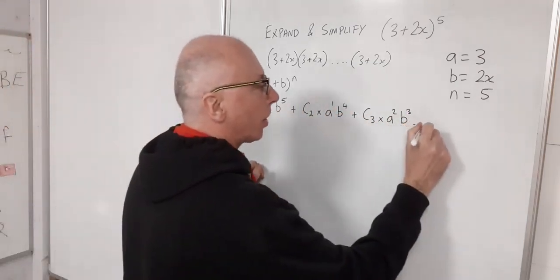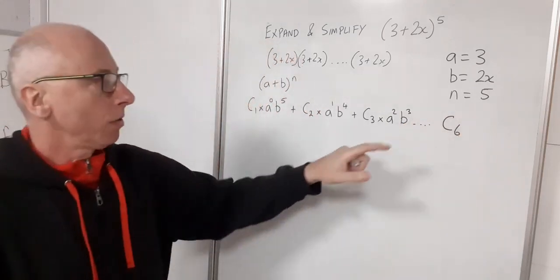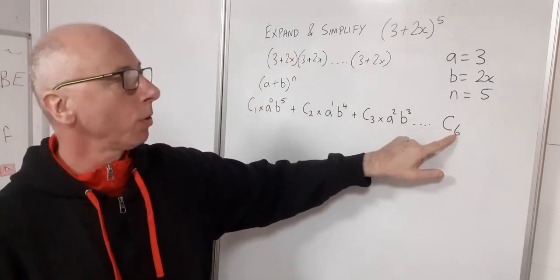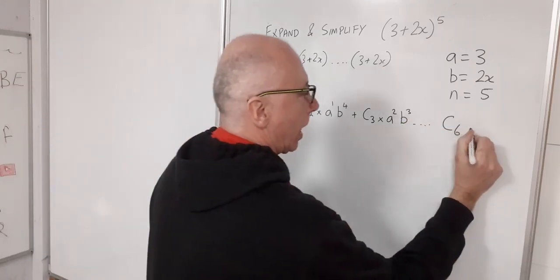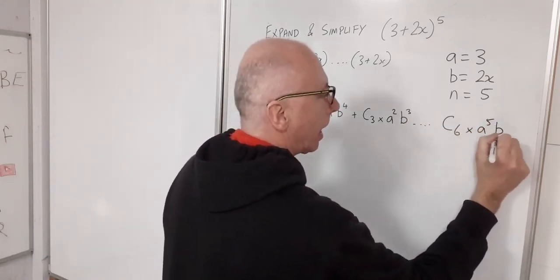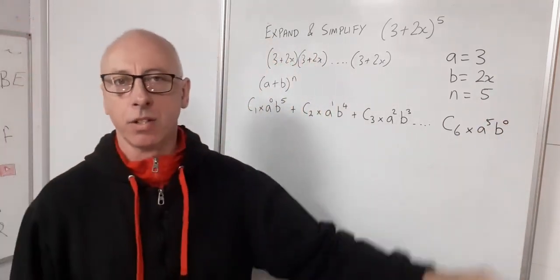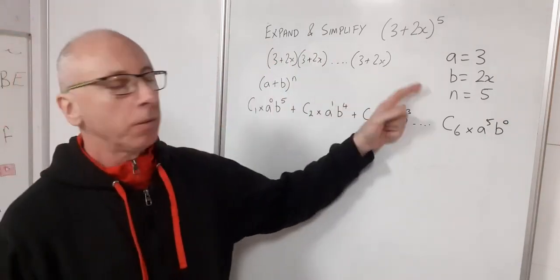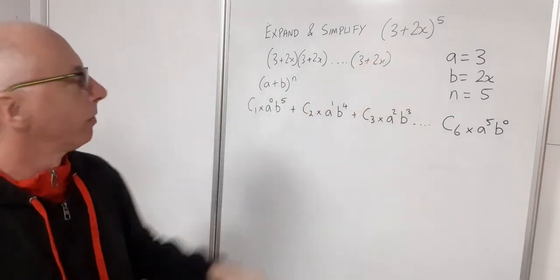And that will go on and on and on, up until I get to my 6th coefficient. So notice when our n is 5, we will have 6 terms. So there's always n plus 1 terms. So my 6th coefficient, and I multiply that by a to the power of 5 and b to the power of 0. So hence, that's our 6 terms. So now what I'm going to do is, I'm going to write all these out with our a, b and n specific to this question.